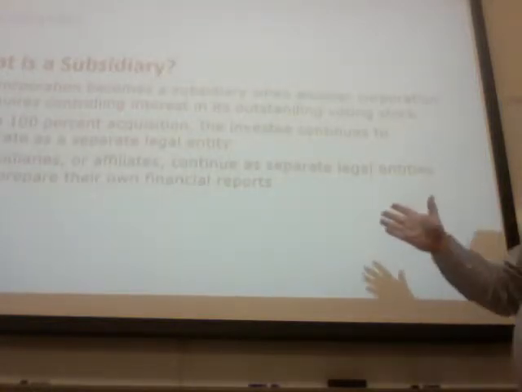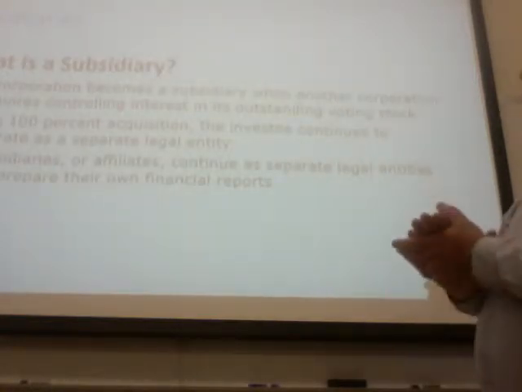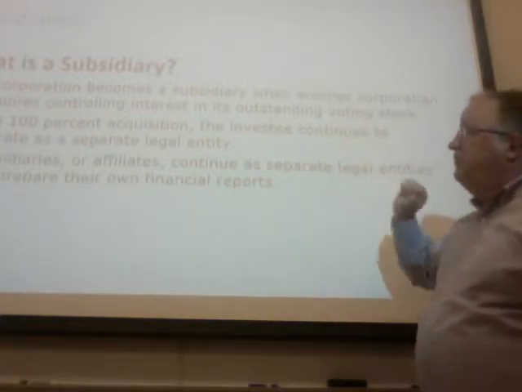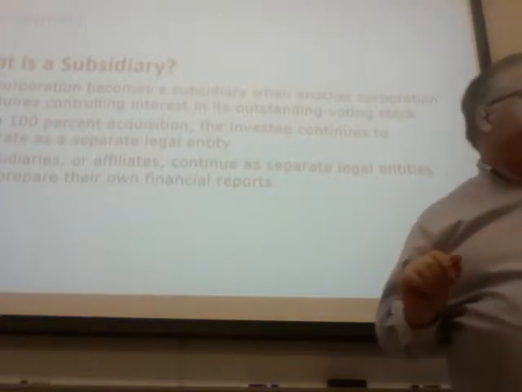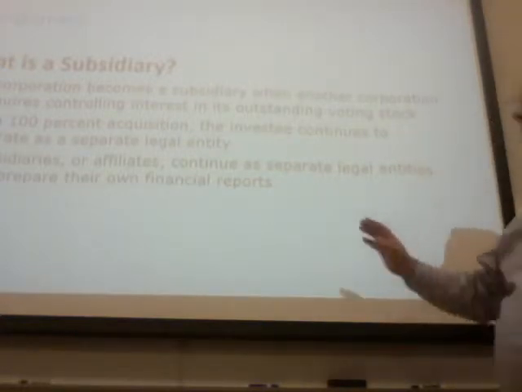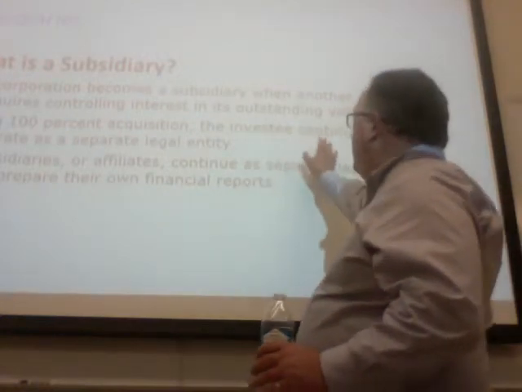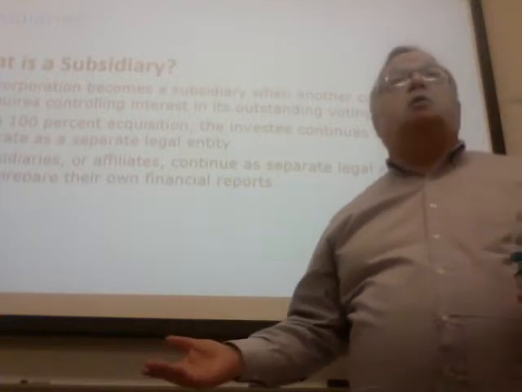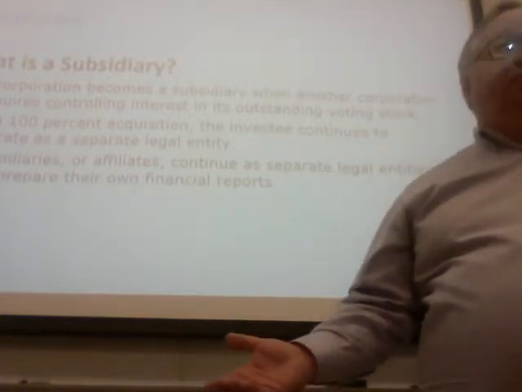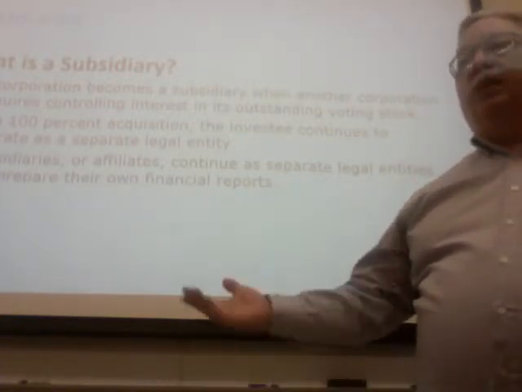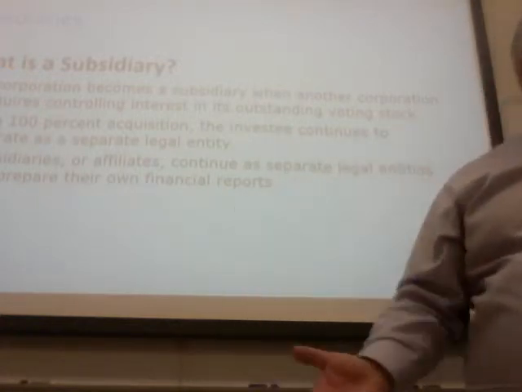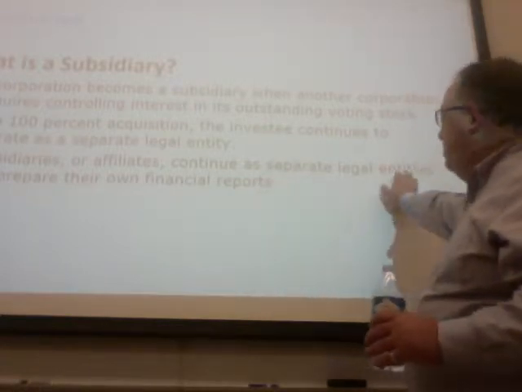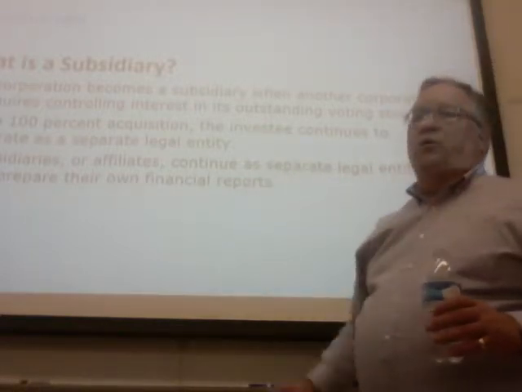So what is a subsidiary? Simply put, a corporation becomes a subsidiary when another corporation acquires a controlling interest in its outstanding voting stock. So that's the common stock, not the preferred stock unless it's voting. In a 100% acquisition, the investee may continue to operate as a separate legal entity. So we may have a 100% owned subsidiary, but we didn't liquidate them. We kept them operating. They kept their name. They kept their own board of directors. They kept their own stock, even though we own all of the stock. Subsidiaries or affiliates continue as separate legal entities and prepare their own financial reports.